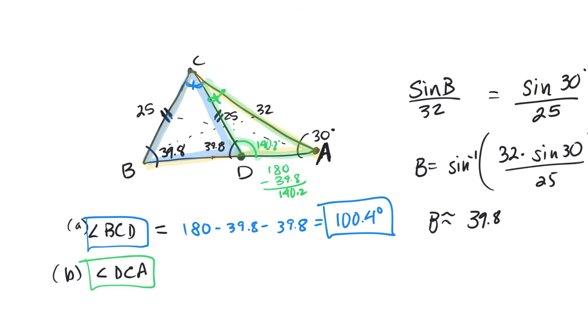Okay, and so then that tells me this angle here that I'm looking for. The sum of angles in that green triangle would be 180, and so if we subtract what we've got, the 30 and the 140.2, that'll give us the missing angle. So we would get 180 minus 30 minus 140.2, and that gives us 9.8 degrees.